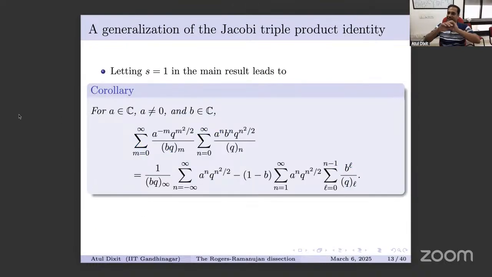Now we have s as any natural number, right? So if I take s equal to 1, sorry, Ramanujan's case is s equal to 2 of our identity.